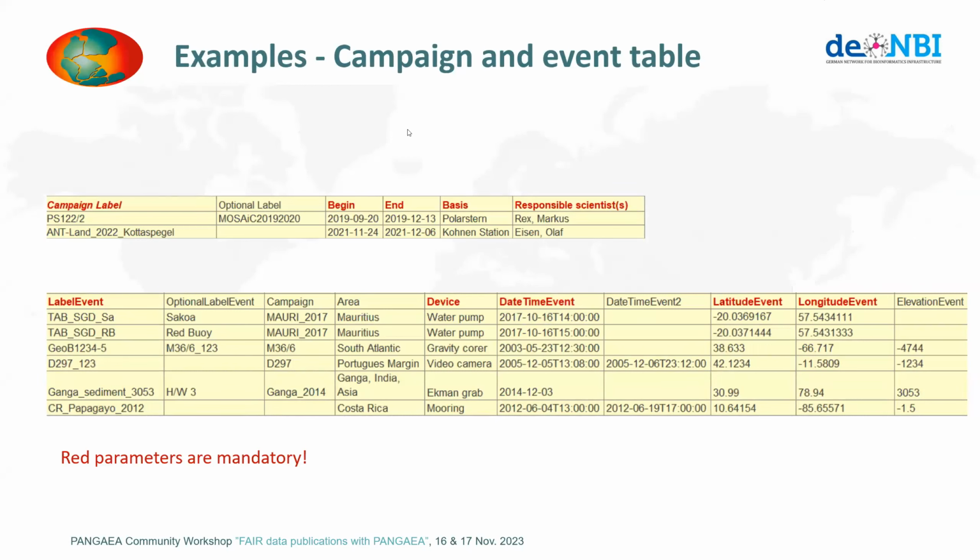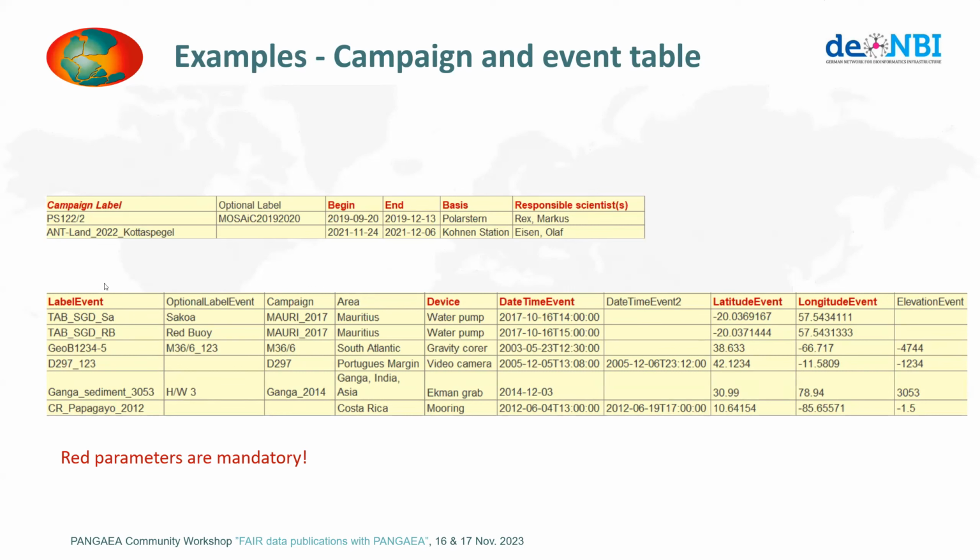So campaign and event information you need to provide if the events and campaigns are not in our system yet, or you're not sure about it. Regarding campaign information and events, all red parameters are mandatory. For campaigns, you need the label. It must be a unique label. There could also be an optional label. You have the begin and the end of the campaign, the basis, which would be the ship for a ship expedition, and the responsible scientist.